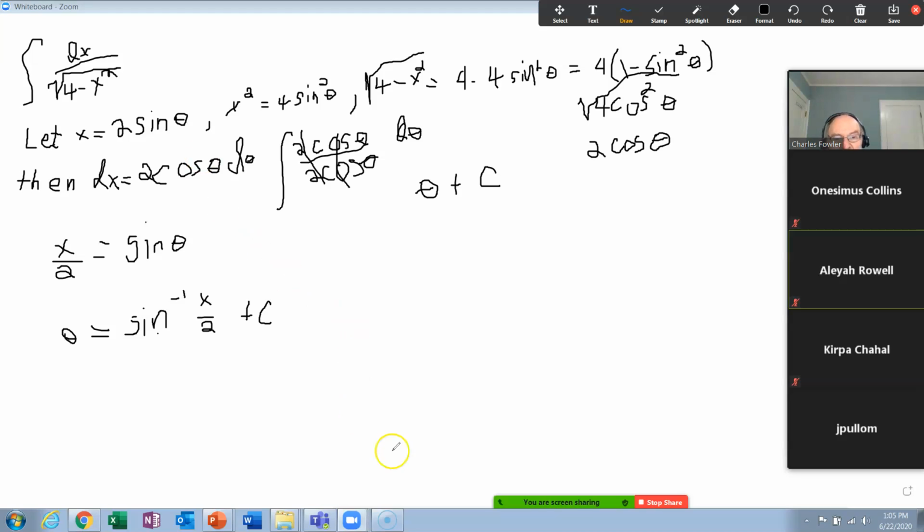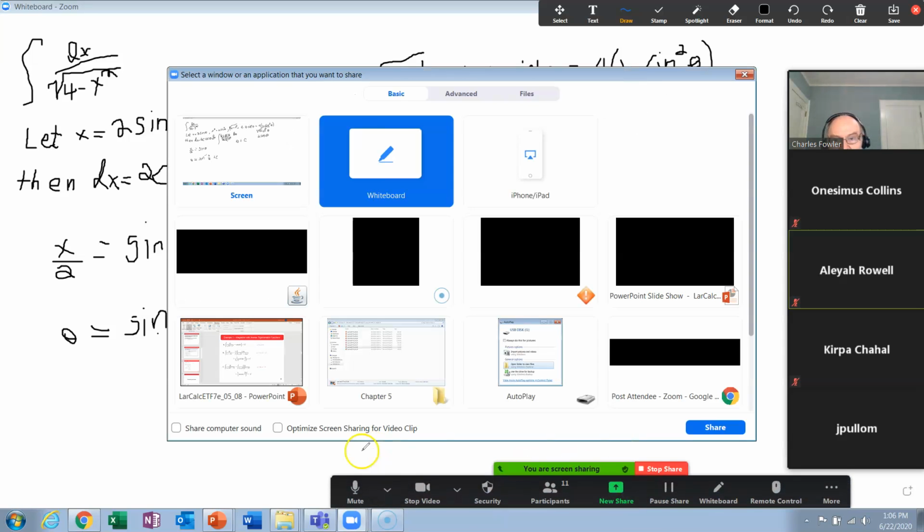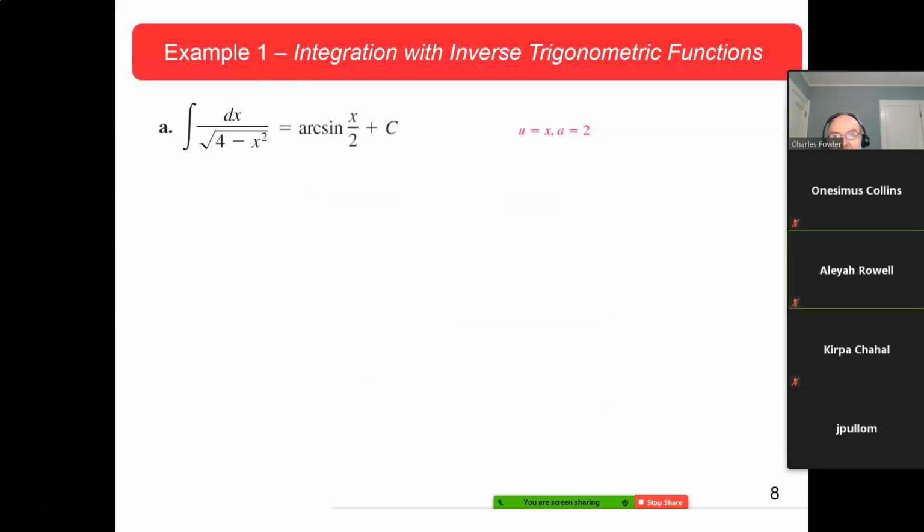So let's go back to this one. They're just saying, here's what the integral is. If you remember the formula, it just gave you, let u be x and a equal 2, and this would be the inverse sine of x over 2 plus c. Well, that to me is either memorization or look it up in a table. One or the other. If you want to know how you got it, I just explained that to you.